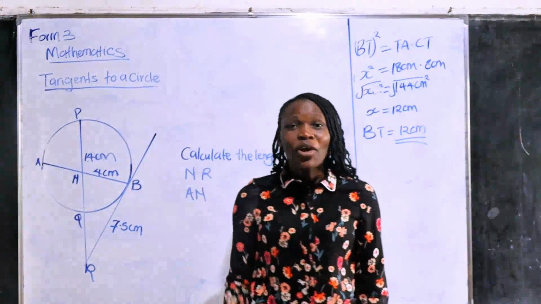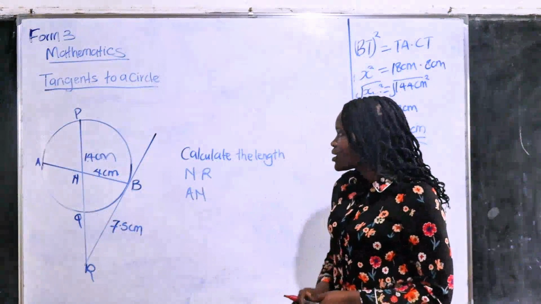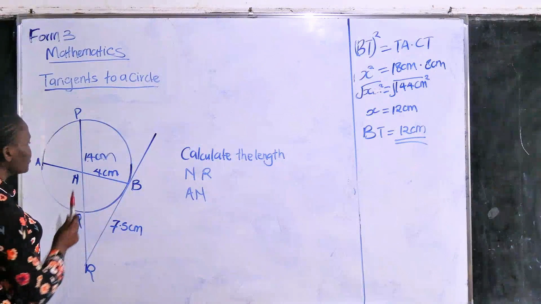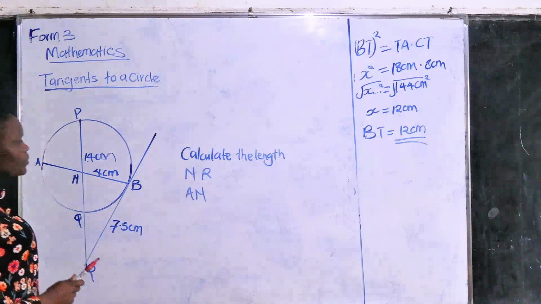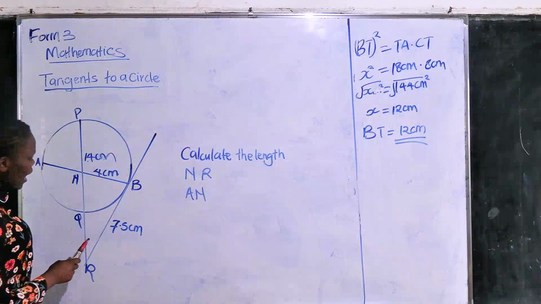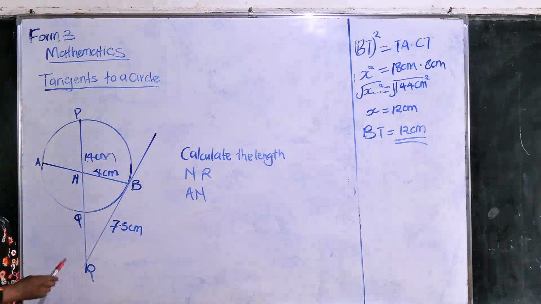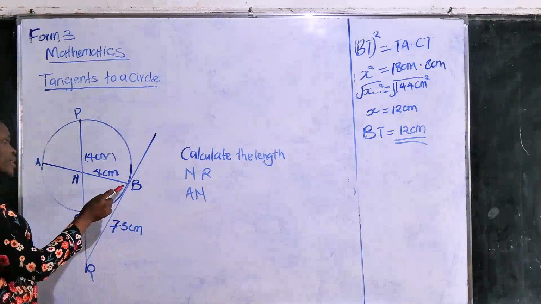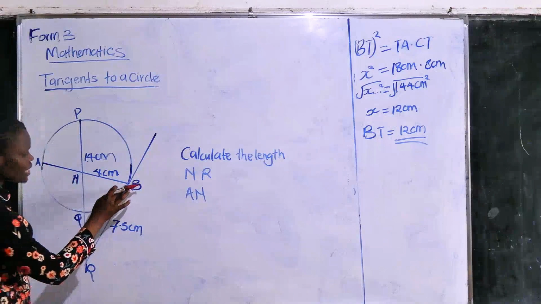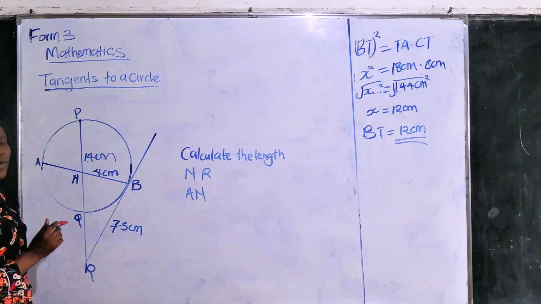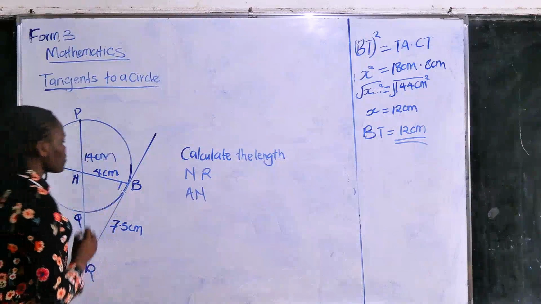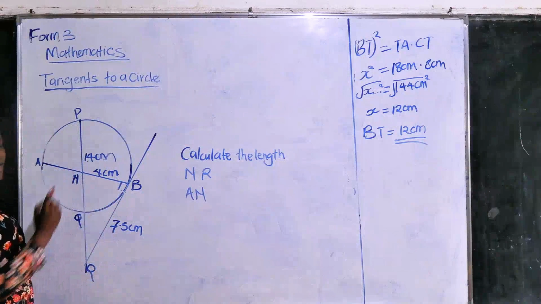Come back. I hope you tried out the question. So this one is the diagram. In this case we have a tangent and we have two chords intersecting each other. First let's find NR. We know that a chord, the diameter, meets the tangent at this point of the circle, and it forms 90 degrees. And if it forms 90 degrees, this one will be a right angle triangle.